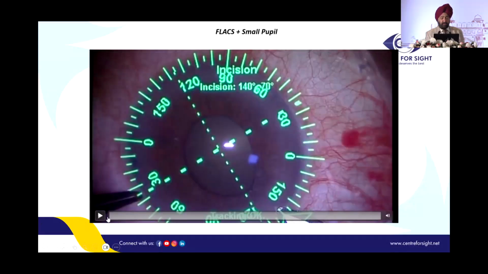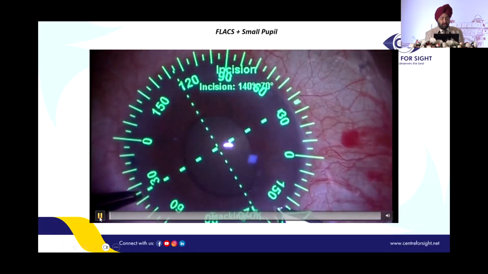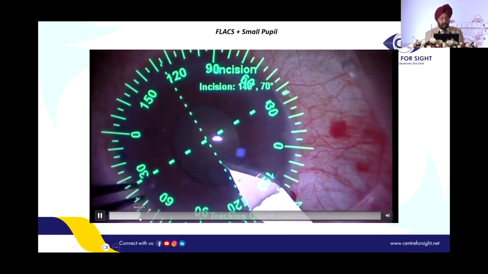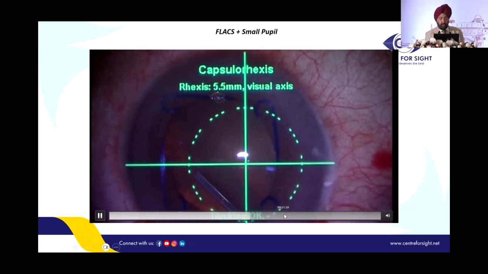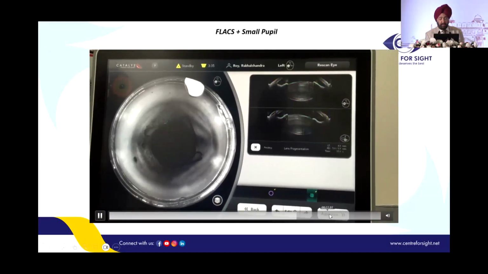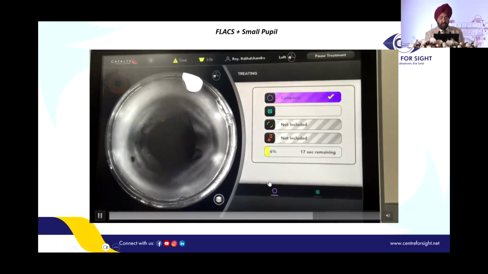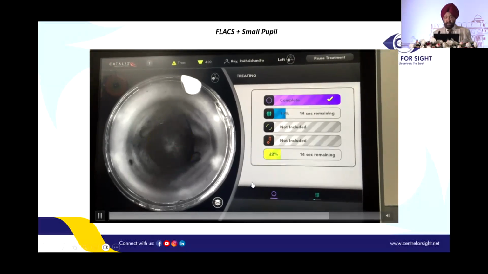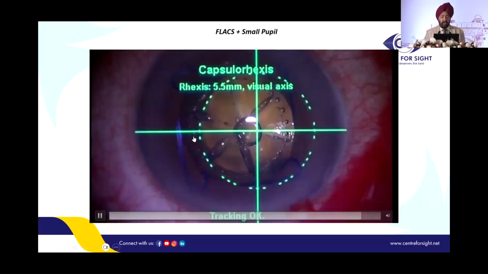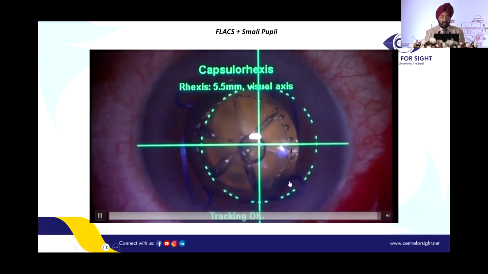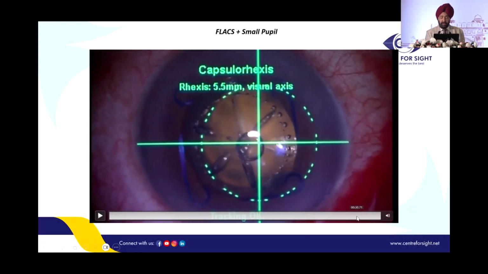Now, this is a FLACS in a small pupil, as you can see, particularly in this case. You can go in. This is a Malyugin ring which is being put. Once the Malyugin ring has been put, you can see that there is a subluxation in this particular case. And you are able to actually do the entire procedure even with the small pupil that you have.